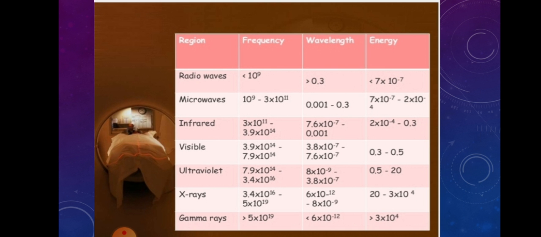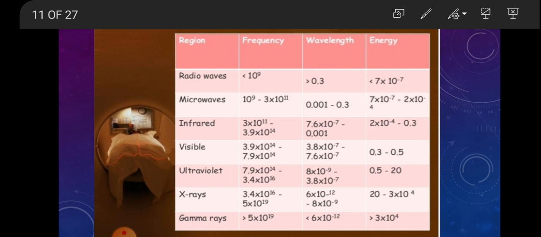This is the table for frequency, wavelength and energy. Radio waves have low frequency and high wavelength, and gamma rays have high frequency and low wavelength. This is the increasing order of frequency. Radio waves have low frequency and wavelength greater than 0.3 m, and gamma rays have frequency greater than 5 × 10^19 Hz and wavelength less than 6 × 10^-12 m.